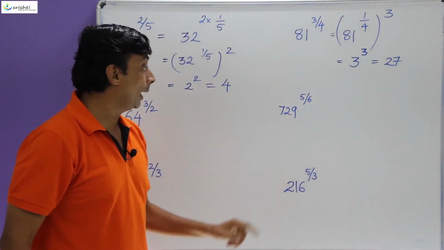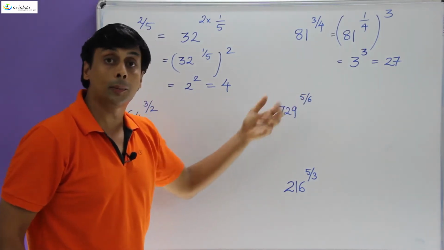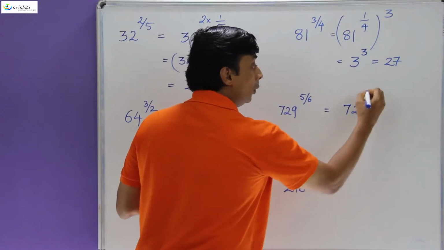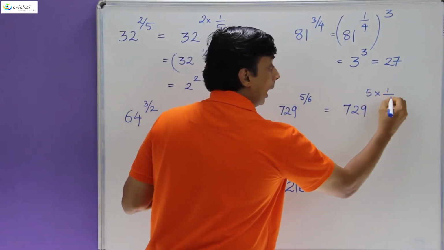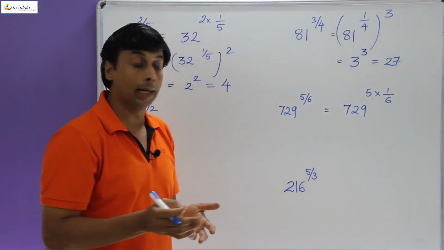Now let's try to find 729 raised to 5 by 6. How can you split this particular power? It would be 729 raised to 5 into 1 by 6. I have split the 5 by 6 as 5 into 1 by 6.